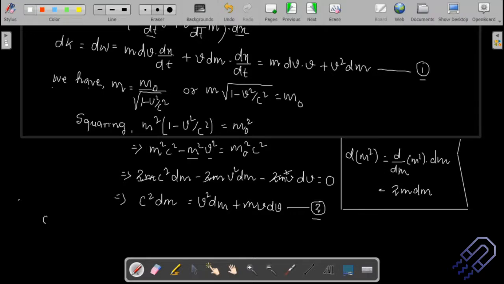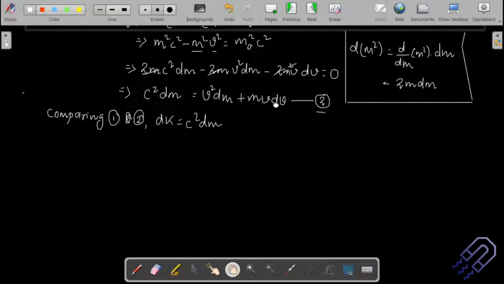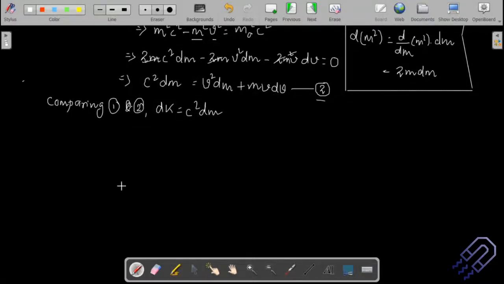Okay, so what we are going to do is, comparing 1 and 2, dk, which is on the left hand side of equation 1, is equal to c square dm, which is on the right hand side of equation 2. So this is the relation we have. We need the total kinetic energy, so that means we are interested in integrating it. So we can integrate this.